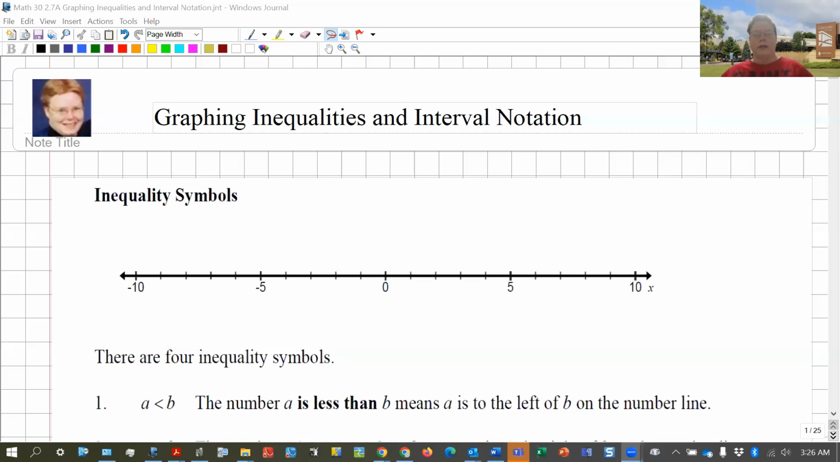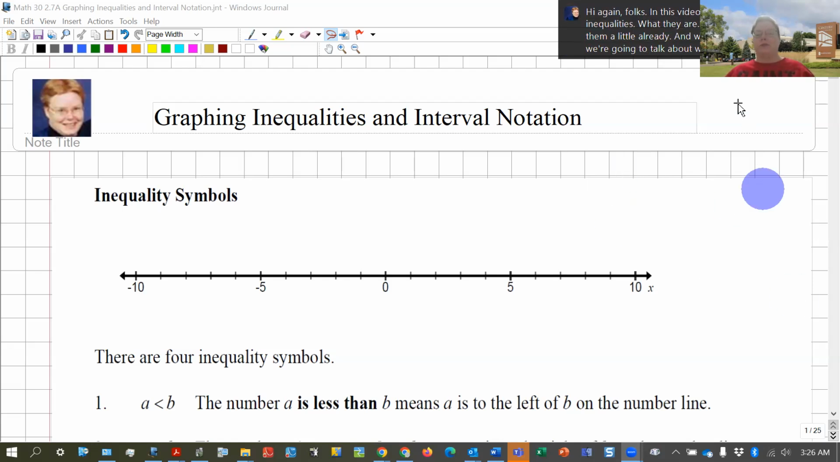Hi again, folks. In this video, we're going to talk about inequalities, what they are, which we've talked about a little already. And we're going to graph them. And we're going to talk about what's called interval notation.